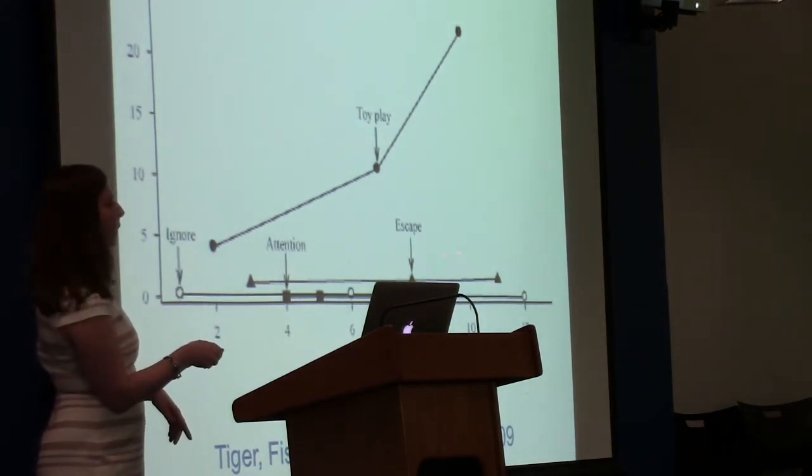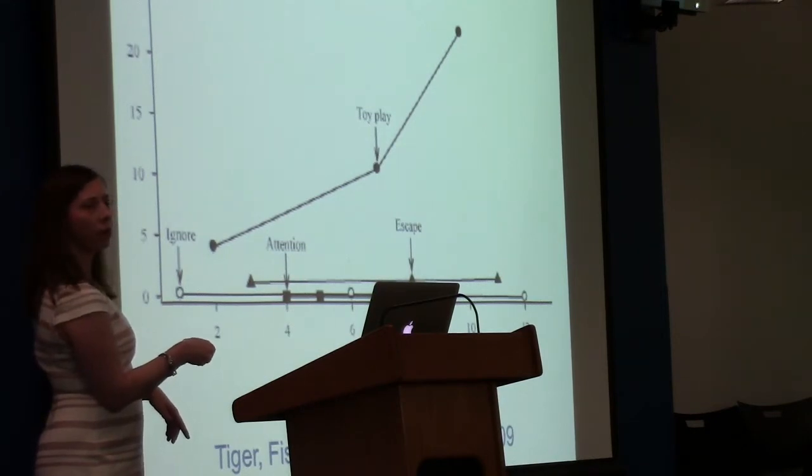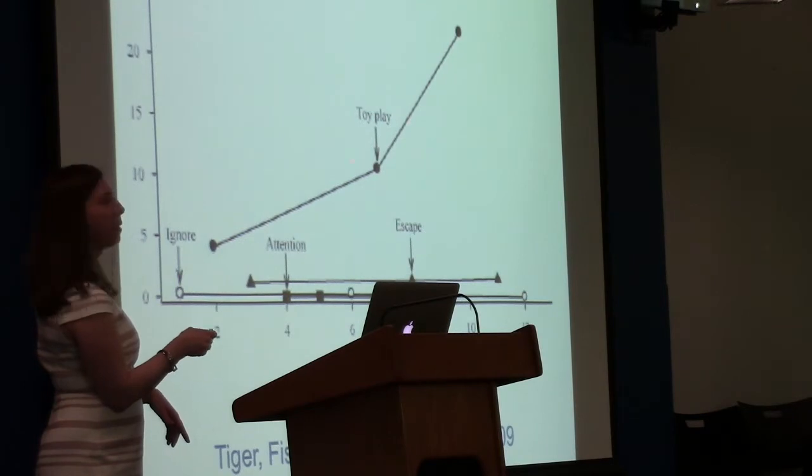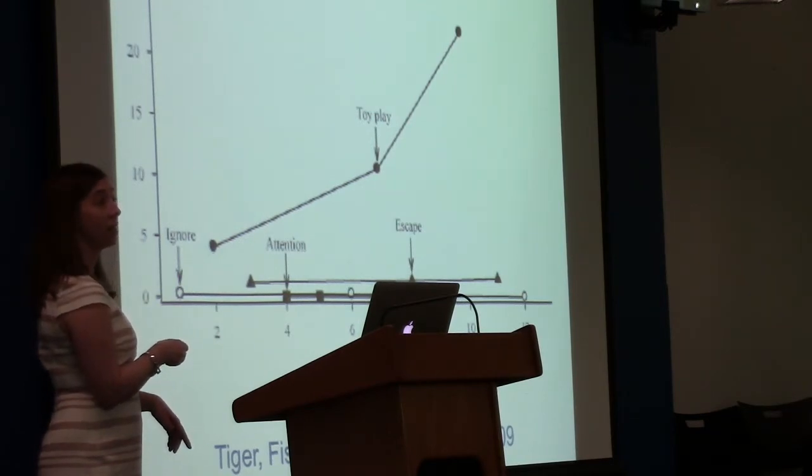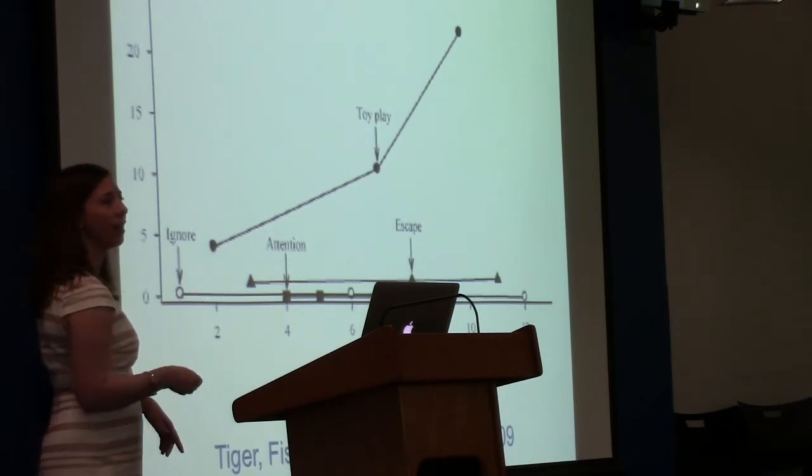But there is a little bit of anger in the escape. So one thing also to think about is what's happening in the escape in a typical toy play condition that's similar, and how is that different from an ignore and an attention condition? Okay, good.